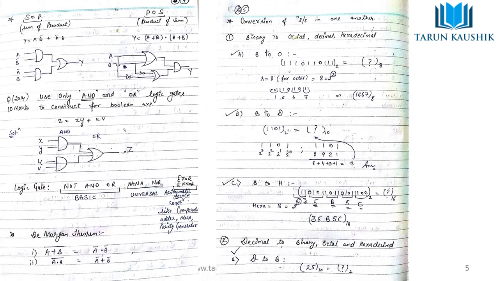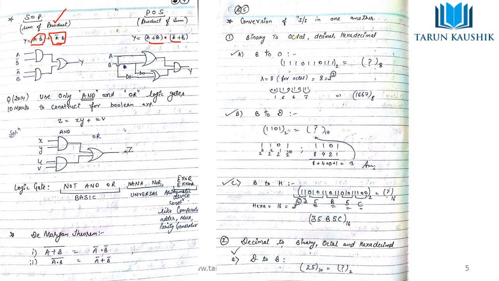So SOP and POS are not in the syllabus, but I want to tell you about SOP, that is the sum of products, and POS means product of sums. As you can see over here, this is A into B bar plus A bar B. This is the product. A bar B and A B bar, these two are the products, and I am doing the sum. So it is the sum of the products. So this is the SOP form, and this is the sum, and this is the sum. So this is the product. So this is the product of the sums.